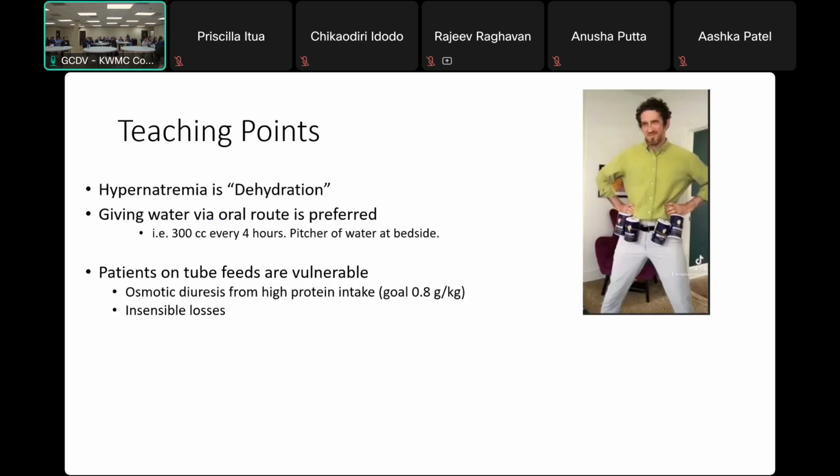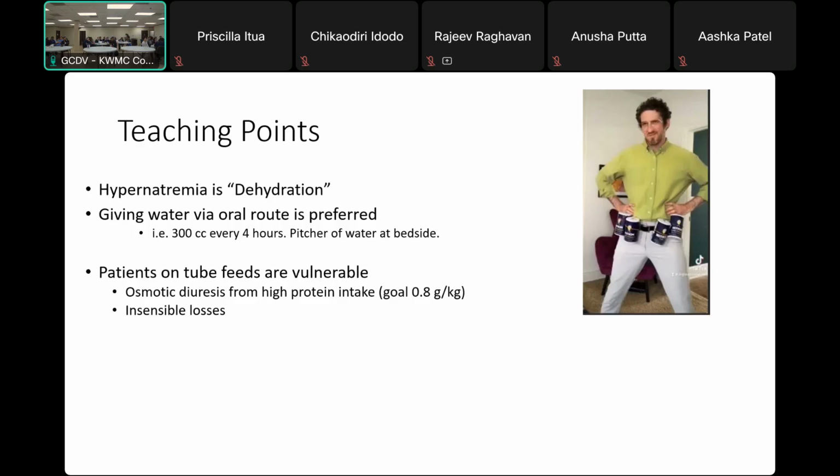Hypernatremia means dehydration, which usually means that they actually need water and not salt. So there is a difference between the two. I know everybody and their mother uses the two terms synonymously, but they are different. So if you need to give water, definitely giving it orally is always preferred.